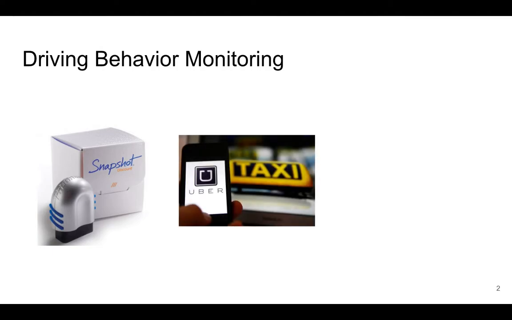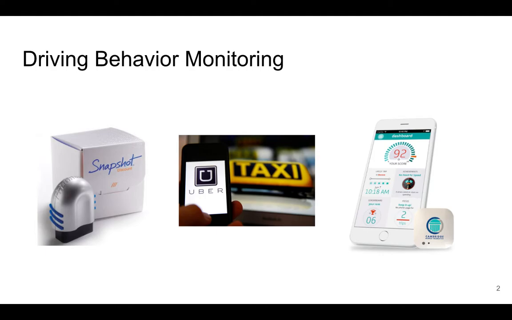The famous ride-sharing company Uber also announced that they are developing a driving behavior monitoring application in their system. There are also startups that are trying to use the smartphone sensors to monitor driving behavior and give the driver a score to show how safely the driver performs.